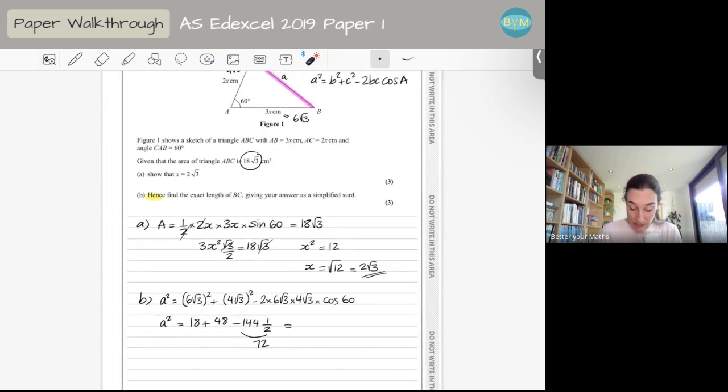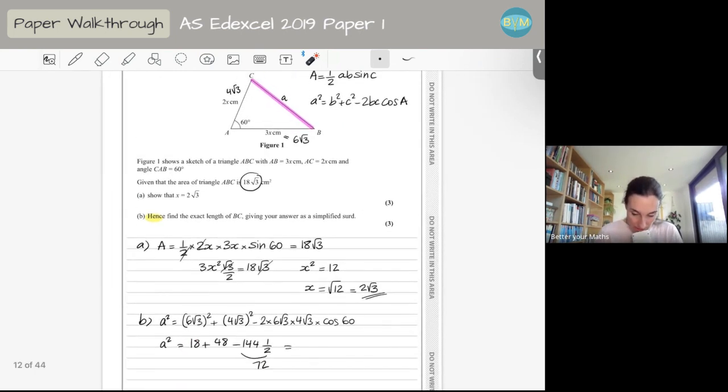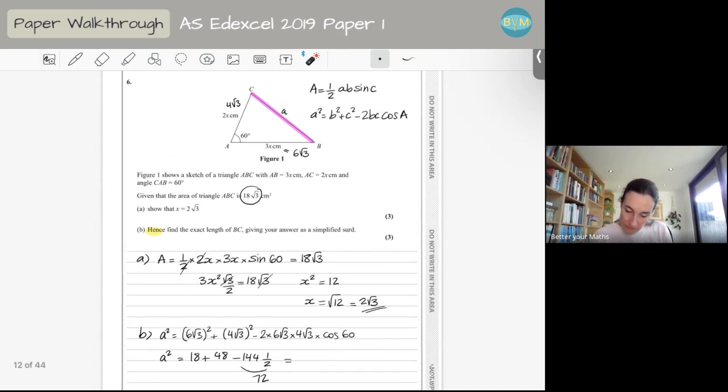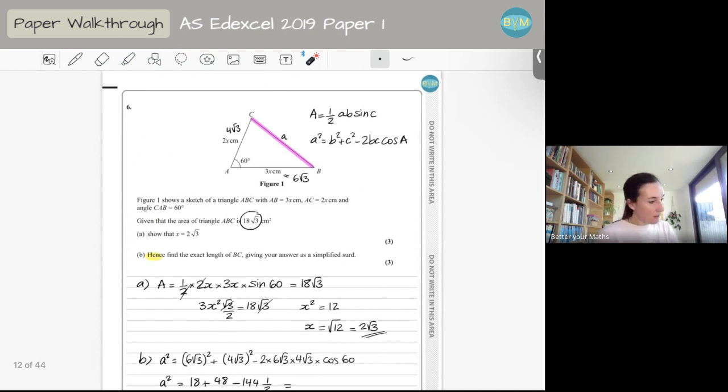So A squared, I need a positive number because I'm doing the square root. So it's 6 root 3 squared and 4 root 3 squared. And then 2 times both sides. I don't know what I'm doing wrong. If someone sees what I'm doing wrong, please tell me.